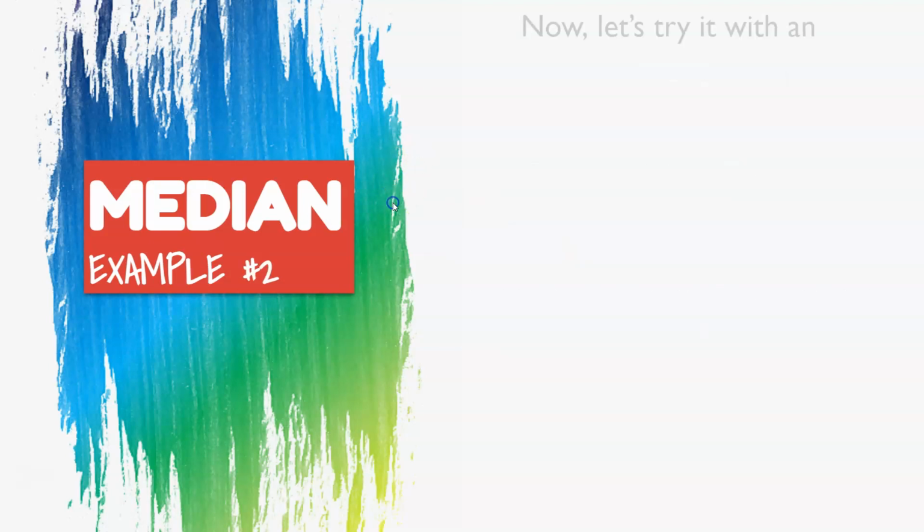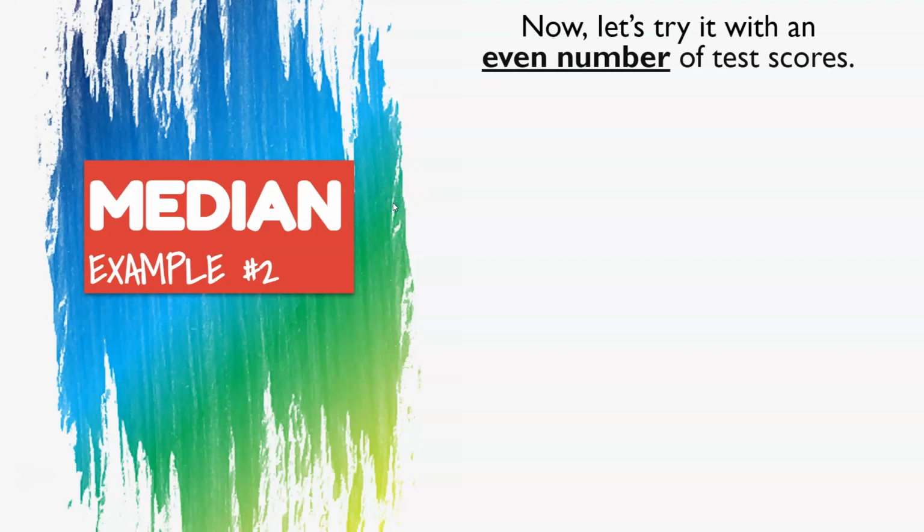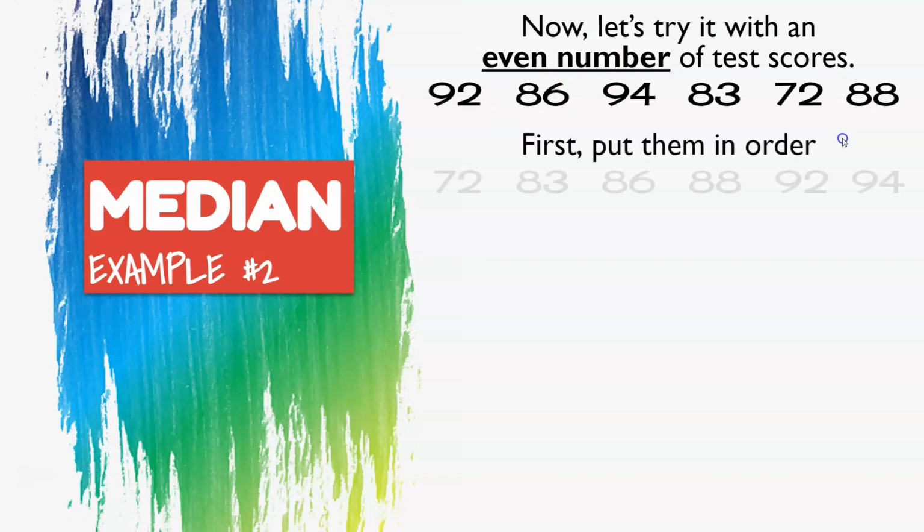Here's a second example. So we're going to try this with an even number of test scores. So that one was easy because it was odd. So now we've got 6 test scores, and then we're going to put them in order. And so now we've got 1, 2, 1, 2, 1.